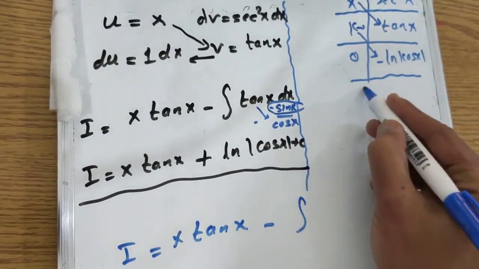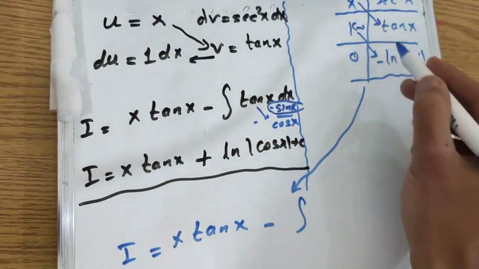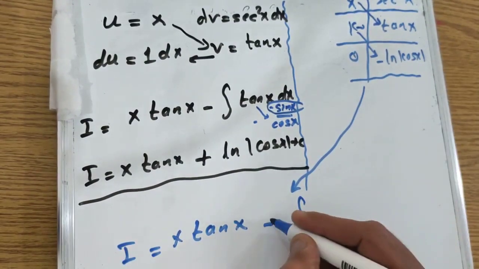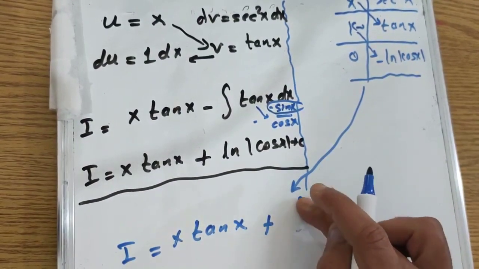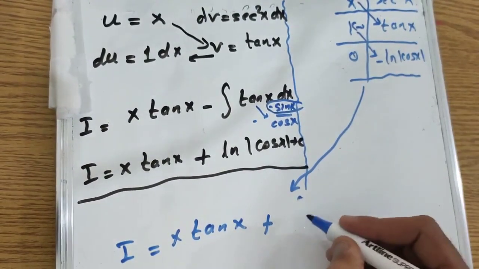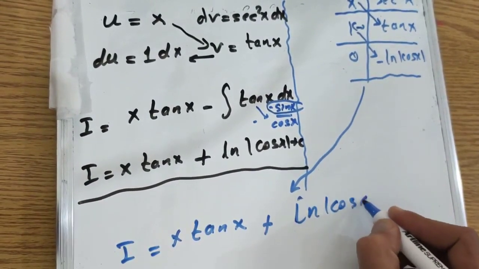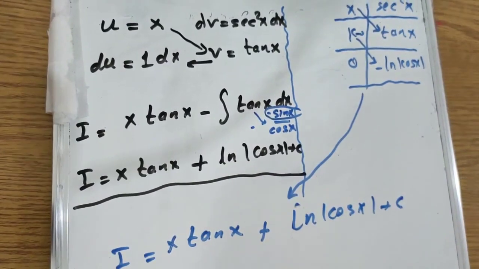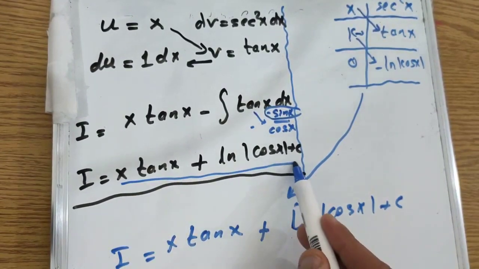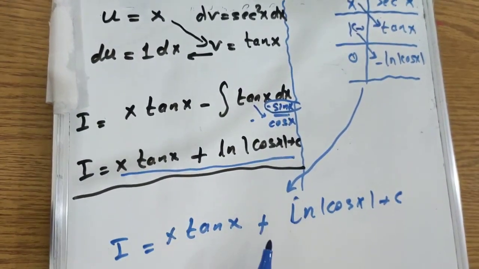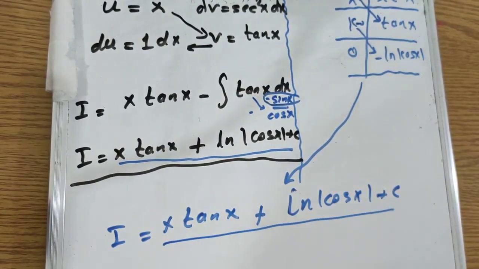And using the Tabular method, this integration will equal x times tan x minus integration, negative times negative will be positive, 1 times ln cosine x plus c. We see that's the same answer we get from the traditional way of integration by parts, or writing it in a Tabular method. It is the same answer.